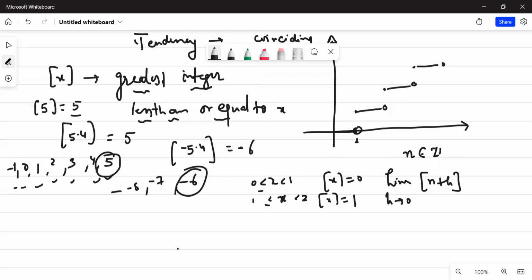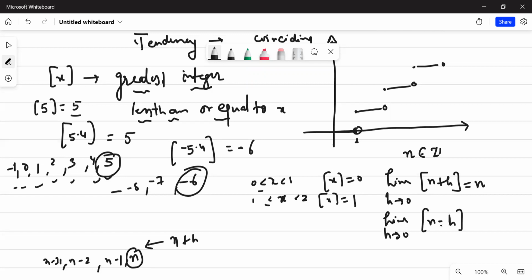So what would be the greatest integer of n plus h? Again, n plus h is some number. If you go below it, which is the first integer you will get? n. Below that are n minus 1, n minus 2, and so on. So the greatest is n. So what would be the right hand tendency? It would be n. But if I go even a little bit to the left, n minus h, even if it is infinitesimally small, your greatest integer would now be n minus 1.